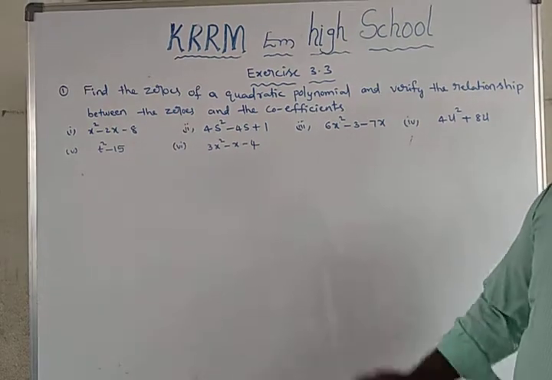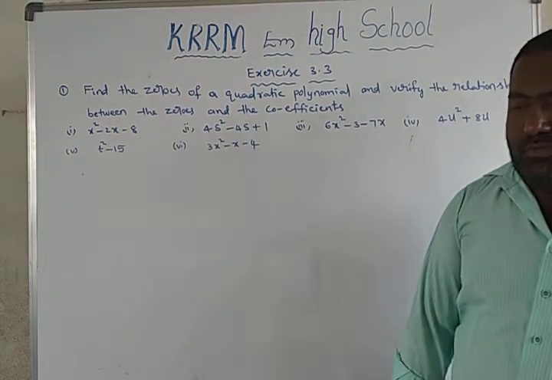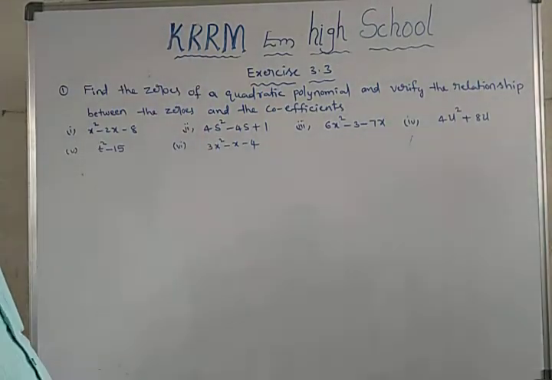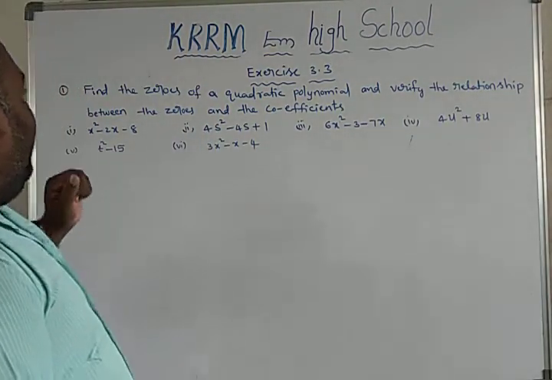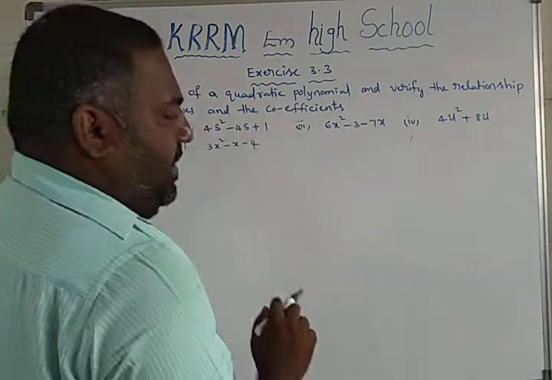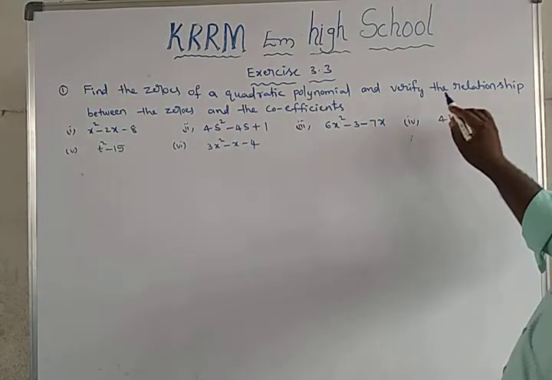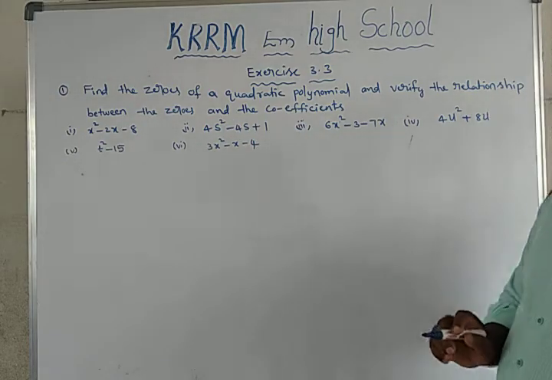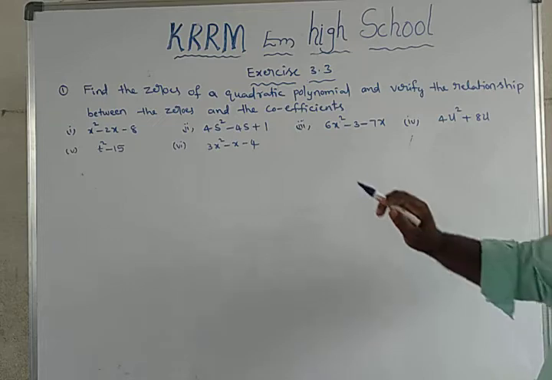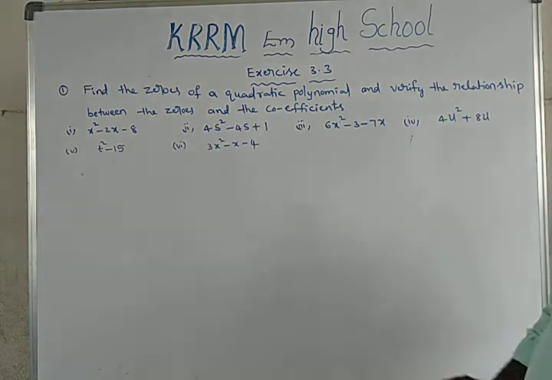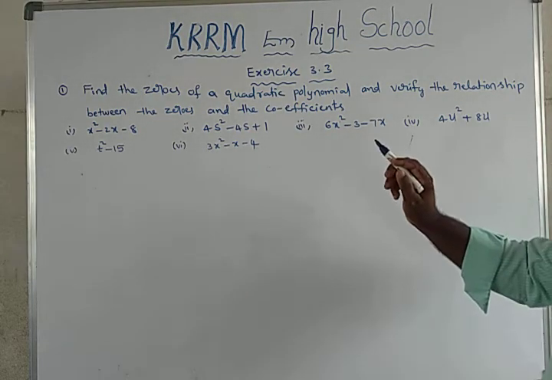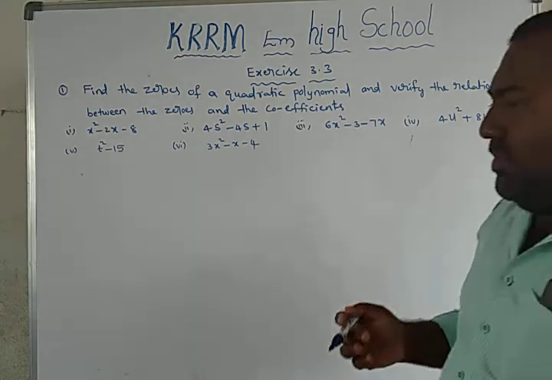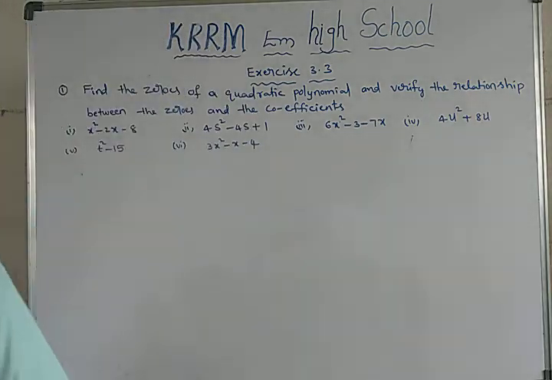Today we are doing exercise 3.3 problems. In this exercise, the first Roman numeral part is: find the zeros of a quadratic polynomial and verify the relationship between the zeros and the coefficients. In the first part, 6 problems are there. We are doing any 3 problems, and the remaining 3 problems we can do as homework.